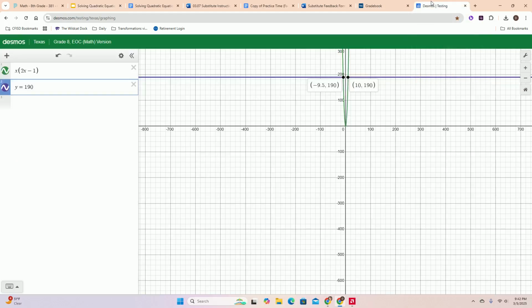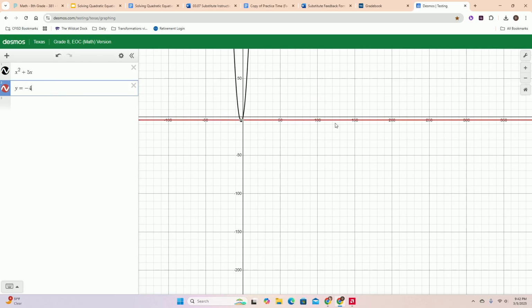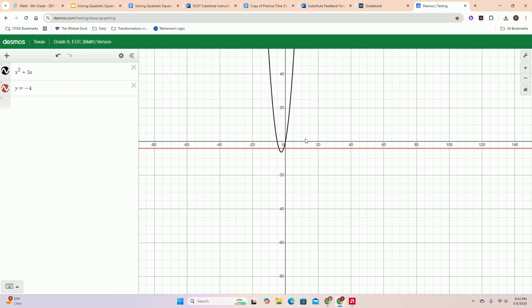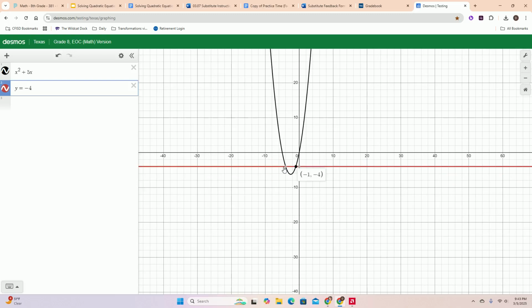Wish I wouldn't have done that. But anyways, I had x squared plus 5x, and it was set equal to negative 4. I zoom in, that way I can see my answers better. I have a negative 1 there, I have a negative 4 there. Those were the solutions that I came up with. So I know that I did this correctly.